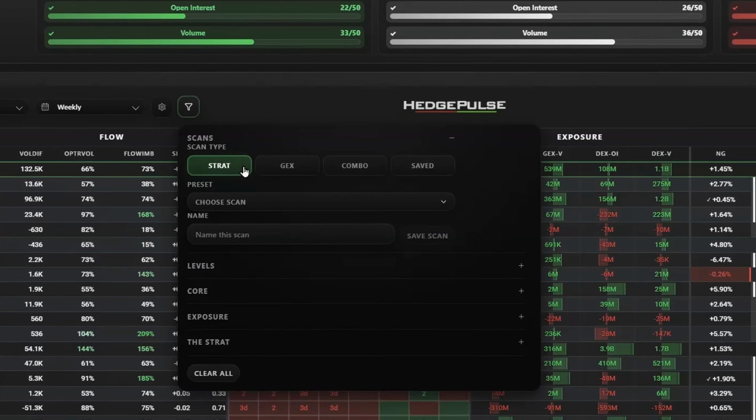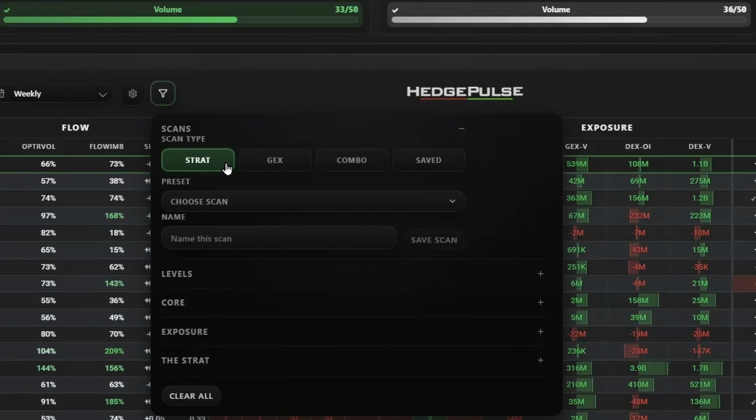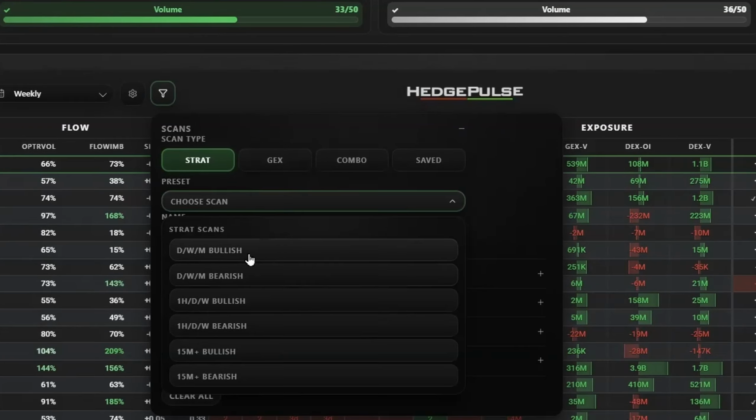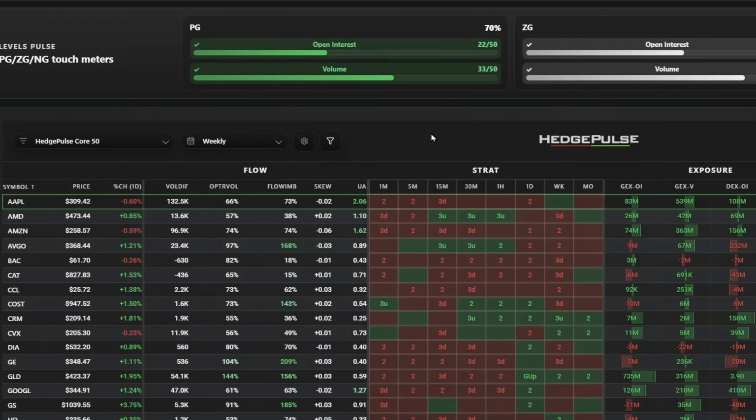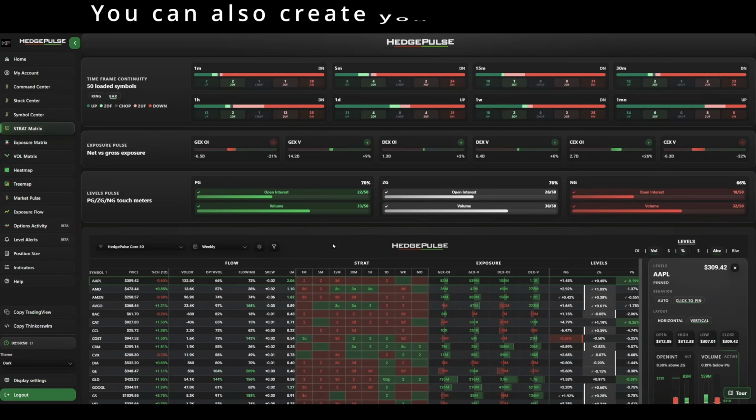We also have some filters. So we have some strat filters built in. You can click this if you want to see what day, week, and month is bullish. This shows you all of the bullish signals. You can clear that here and so on. And we have a fairly good selection of pre-built filters already, so you can check that out.